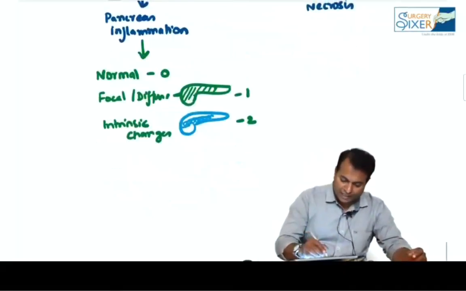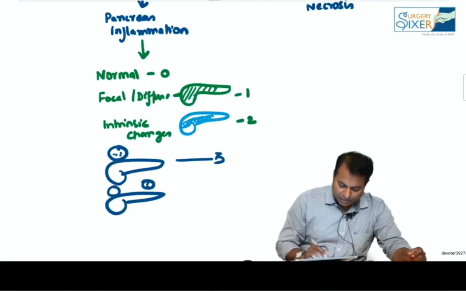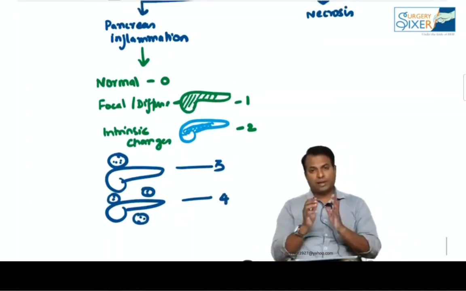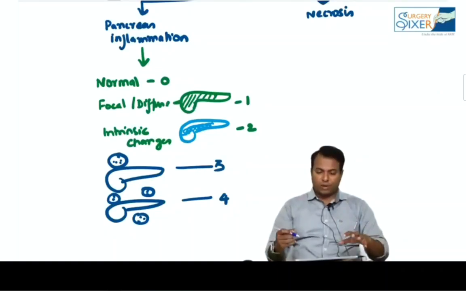And coming to the fluid collection around the pancreas. If there is a single fluid collection, it is given 3 points. If there are multiple fluid collections, it is given 4 points. That's all. Simple scoring system. So for the pancreas, first you see if it is a focal or diffuse enlargement, 1 point. Intrinsic changes, 2 points. Single fluid collection, 3 points. More than one collection, 4 points.